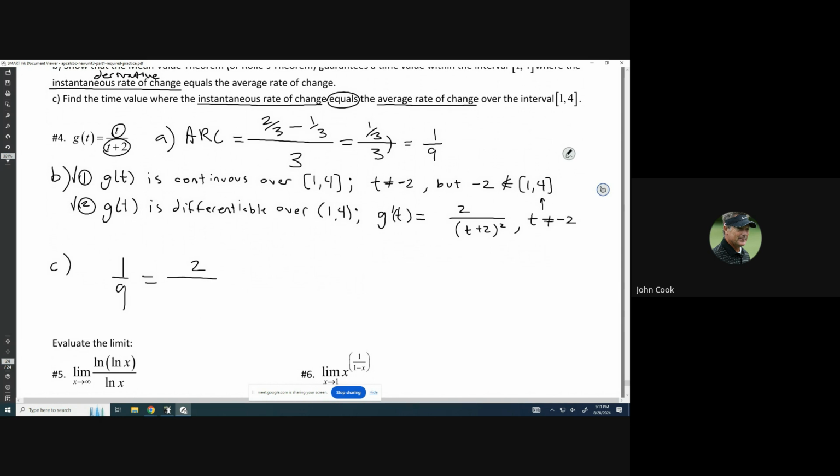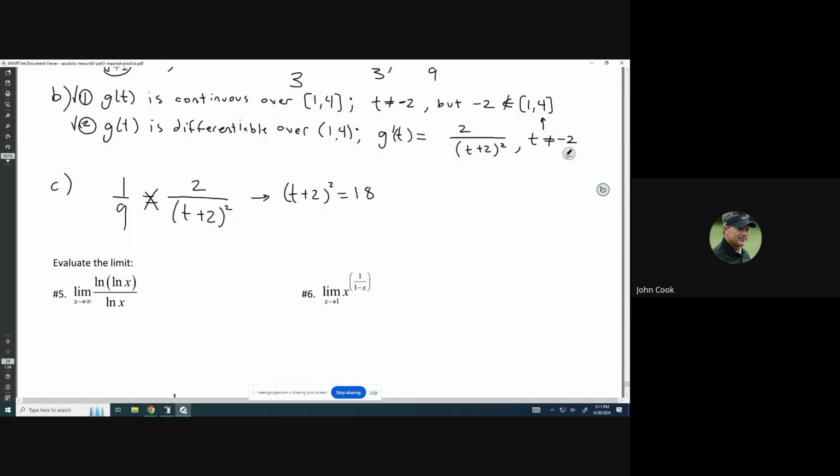So it's going to be 2 over t plus 2 squared equal to 1/9. And whenever you have a fraction equal to another fraction, you always use the same steps, and that's going to be cross multiplication. So if I cross multiply, I get 1 times t plus 2 squared, so t plus 2 squared is equal to 9 times 2, which is 18. And now I start my solving algorithm.